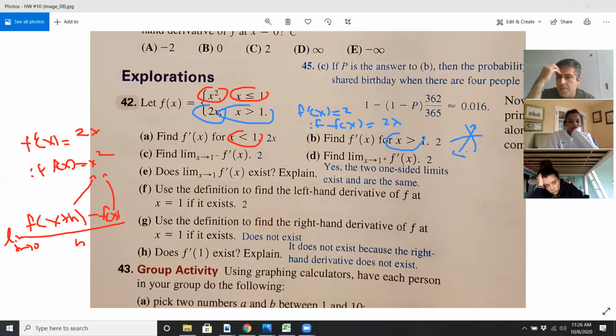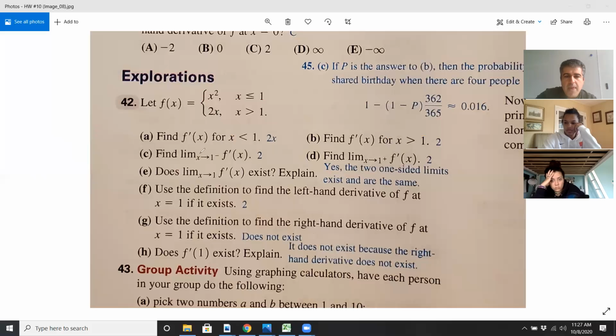So A and B should be hopefully not too bad. Now for C and D, because you already have the derivative expressions, you're taking the limit of 2x as x approaches 1, which of course is 2. Here you're taking the limit as x approaches 1, so now you have to use this one. Because remember, here x is approaching 1 from the left side, so you had to use the 2x. Here, x approaching 1 from the right side, so you had to use the 2.